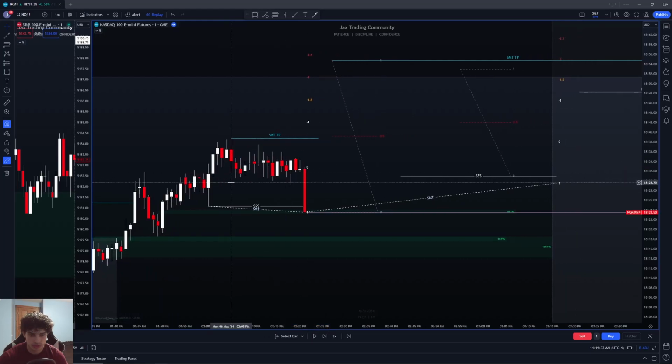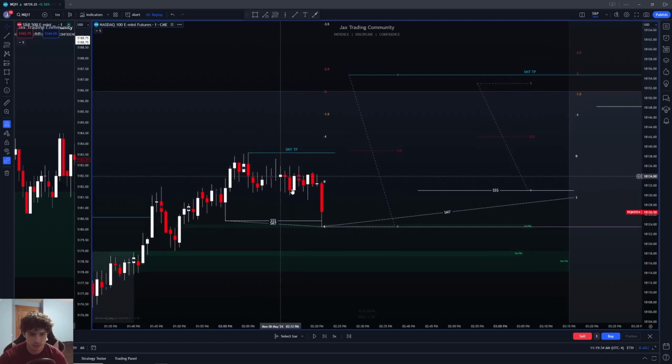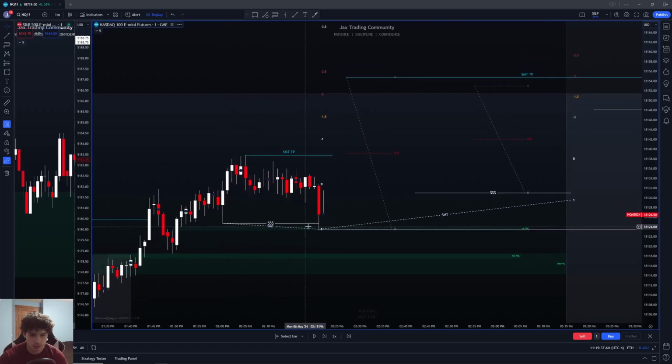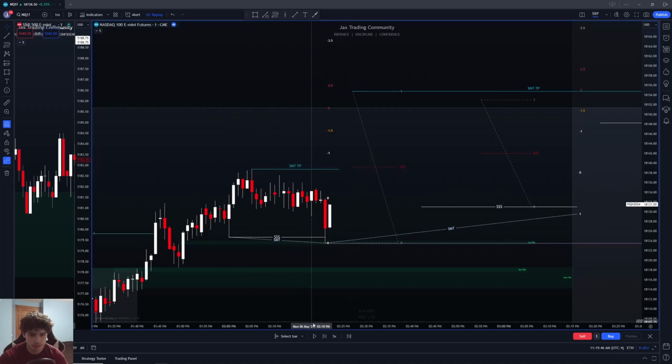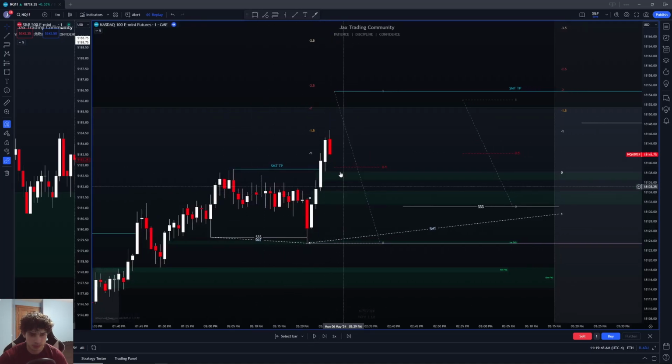We're sort of consolidating. This is from 2 p.m. to 2:20. We do a little liquidity sweep right here, and we form another SMT, also tapping into this 1 minute fair value gap. So here's SMT TP, here to be your target. We end up taking that out.